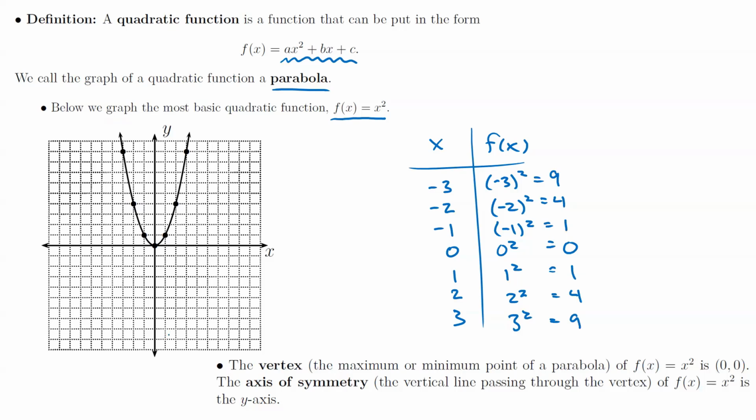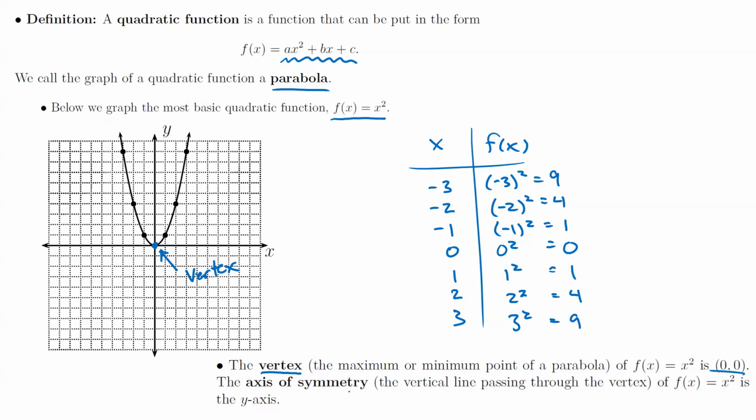But some new terminology that we're going to look at here is, first of all, the vertex. So the vertex is, in this case, where the function bottoms out. This is the vertex. We'll see some examples later of parabolas that are facing downward. In that case, the vertex would be where the function reaches its maximum. So in this case, (0, 0) is the vertex.